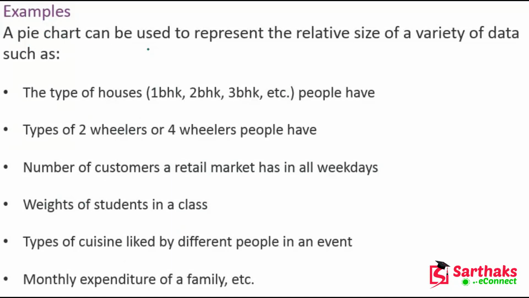Now let's see the examples. A pie chart can be used to represent the relative size of a variety of data, like the types of houses people have, like 1 BHK, 2 BHK, 3 BHK, etc. Types of two-wheelers or four-wheelers people have. The number of customers a retail market has on all weekends. The weight of students in a class, types of cuisines liked by different pupils in an event, the monthly expenditure of a family, etc. These are the examples of pie charts.